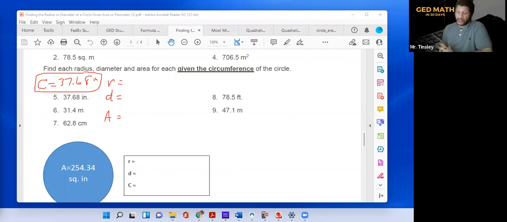So the circumference is 37.68. I want to know the radius, diameter, and the area.